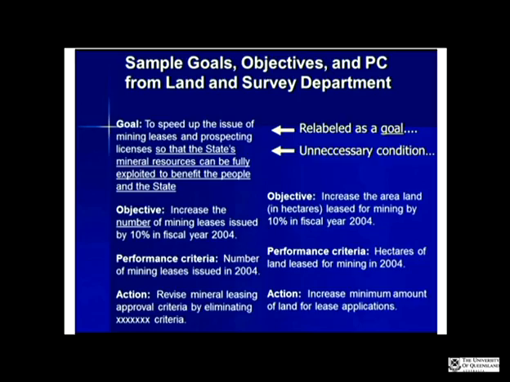Now, as I was saying there, let's relabel it as a goal so it's sort of sitting higher up. And then when we do that, we can say that this section here, so that the state's mineral resources can be fully exploited to benefit the people and the state, that's unnecessary, so we're going to get rid of it. Do you think we just delete it completely? Is there anywhere else we can put it when you read that?